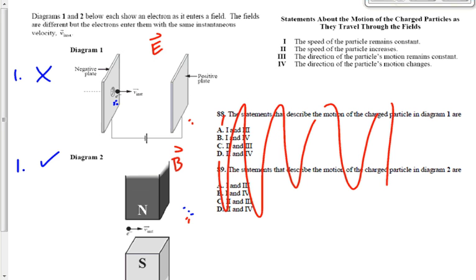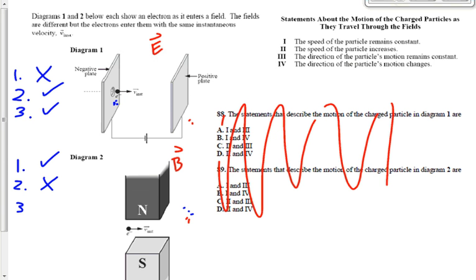Okay, let's look at observation number 2. The speed increases. Well, if the speed doesn't remain the same, then yeah, it's going to increase. It's like that car going down the hill. And in diagram number 2 here, if the speed remains constant, then it's not increasing, so that doesn't work for us. Observation number 3. The direction of the particle remains constant. When this particle goes from the negative to the positive plate, does it change direction as it speeds up? No. Okay, so we're going to put an X by this one. Sorry, we're going to put a check mark by that one. The direction remains constant.